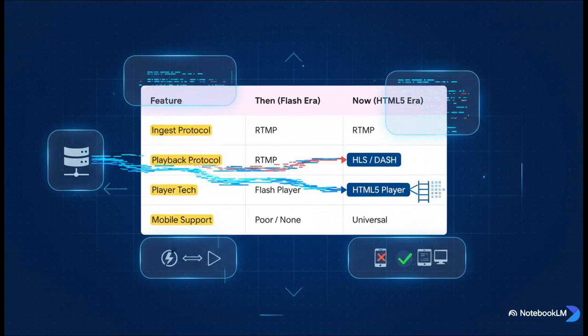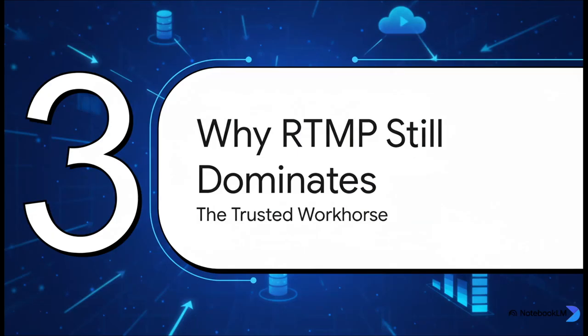But that first mile, it stayed exactly the same. And that really brings us to the core question, doesn't it? In this world of cutting-edge, next-gen streaming tech, why does this old protocol from the Flash era still dominate the single most critical part of the entire process?